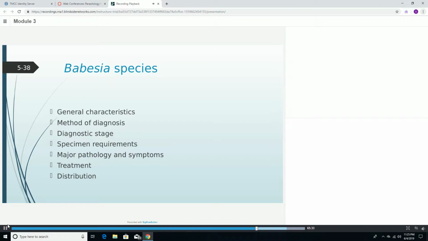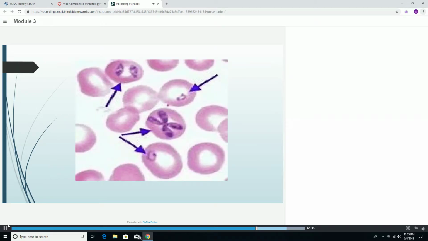And the species we're mainly going to talk about is Babesia microti. Whenever we see Babesia in a red blood cell or in a smear, we're going to see two different things. We're going to see a tetrad or a Maltese cross form, and that's what you see here with the arrow. And we could also see ring forms. So you note those rings inside of your sample again.